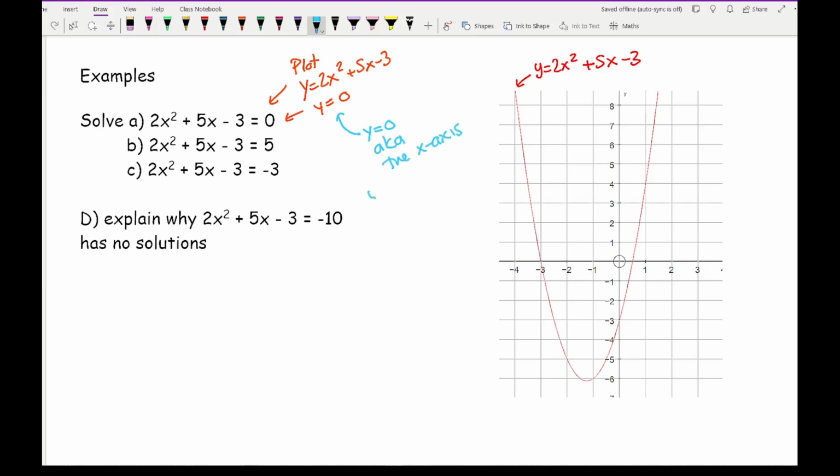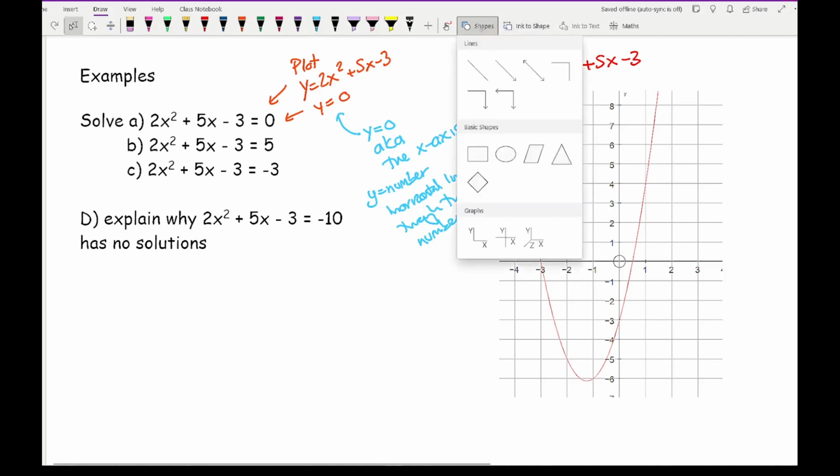So y equals a number is going to be a horizontal line through that number. So actually it's not that bad. This is why it can appear on both the higher and the foundation paper.